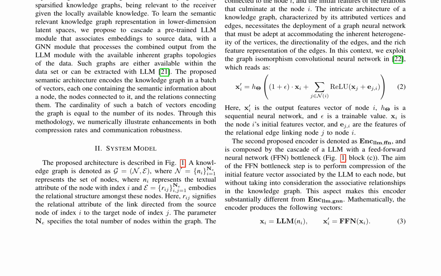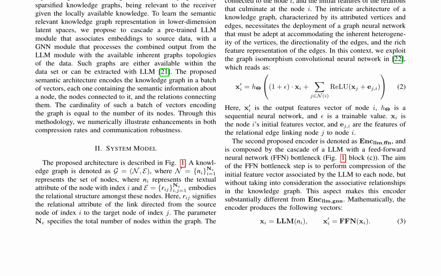Enc LLM-GNN cascades a pre-trained LLM with a GNN, synthesizing node representations by fusing textual and relational information. The GNN generates a compact representation vector of the node by fusing the initial features of the neighboring nodes and the initial features of the relations, as given by equation 2. The second proposed encoder, Enc LLM-FFN, is composed of a cascade of a LLM with a feed-forward neural network, FFN, bottleneck, performing compression of the initial feature vector associated with each node without considering the associative relationships in the knowledge graph, as given by equation 3.